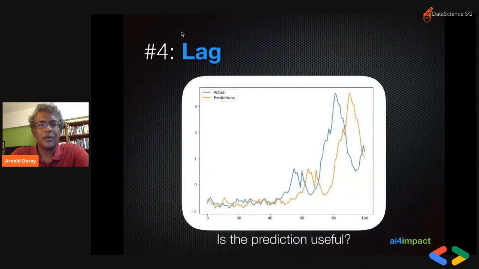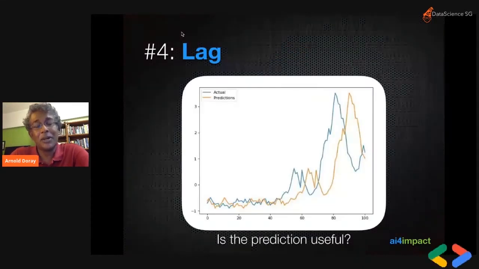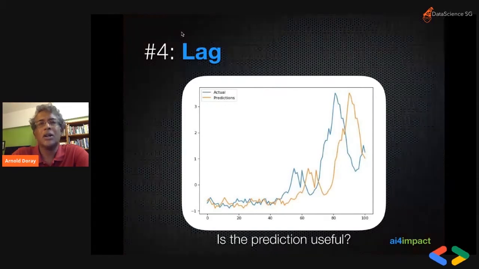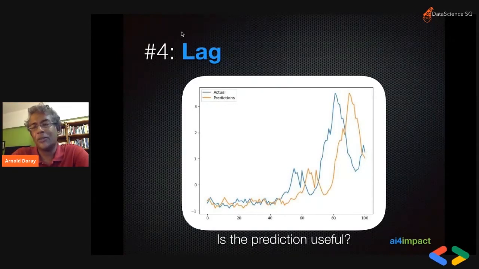Now, the fourth concept is the concept of lag. If you look at this graph, you can see two lines. The blue line represents the actuals, with time going from left to right. The orange line is your model predictions. You see that they look pretty much the same. It's obvious that what's happening here is that the predictions are just a copy of the actuals shifted forward in time. In other words, it is actually a persistence forecast.